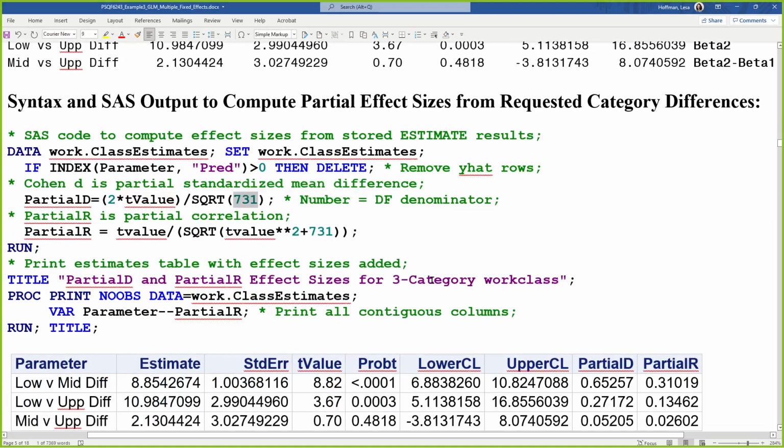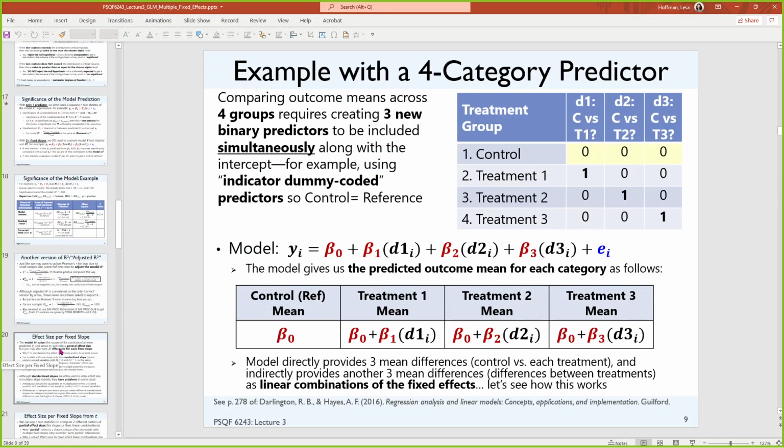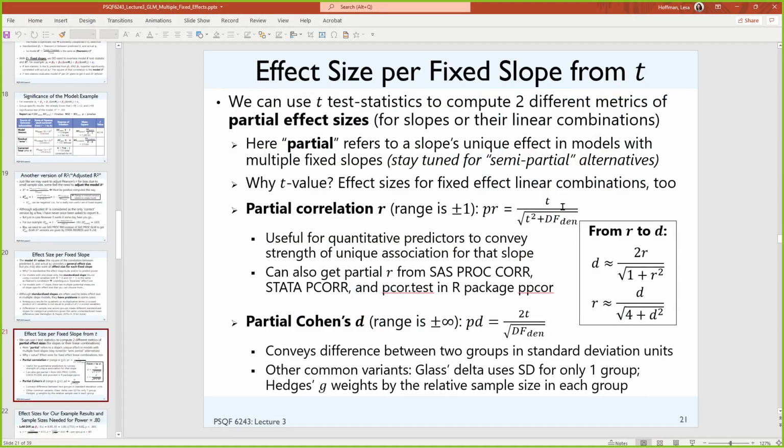The only thing I have to type in is denominator degrees of freedom, which is your sample size minus the number of fixed effects. So I have 3 fixed effects in my model, a sample size of 734, and that gives me 731 as a leftover. And then R is T over that thing as a denominator, the square root of T squared plus denominator degrees of freedom instead. And those formulas are in here, somewhere, here, slide 21. That's where those came from. We haven't gotten to that slide yet.